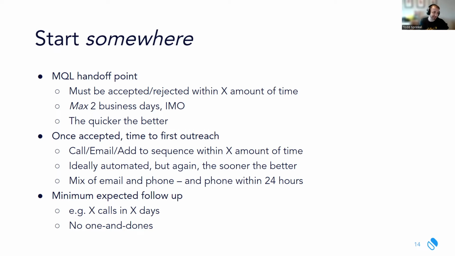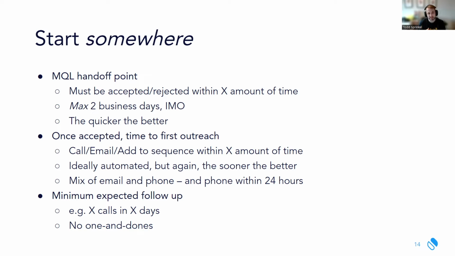In my opinion, there is absolutely no reason that this should be any longer than 2 business days. Like, if you can't get on an MQL in 2 business days, we either don't have enough people, our MQLs are crap, or something is wrong. The quicker, the better. I think we've all seen the data that suggests that the quicker you get on people after they raise their hand, the more likely they are to respond and ultimately become opportunities.